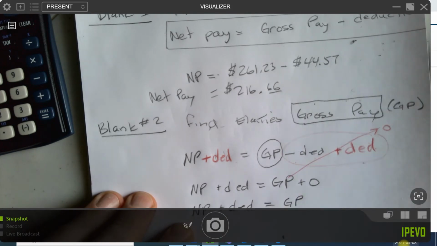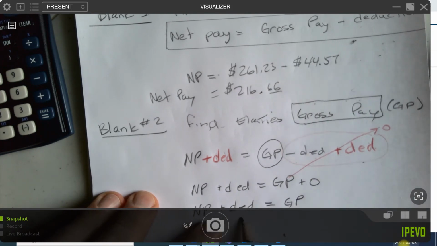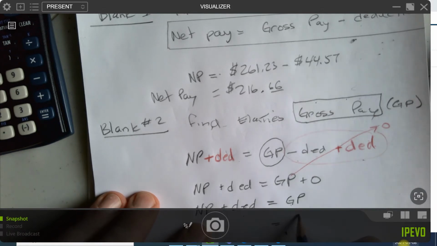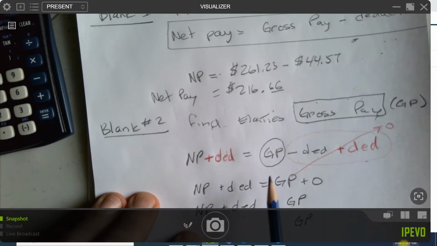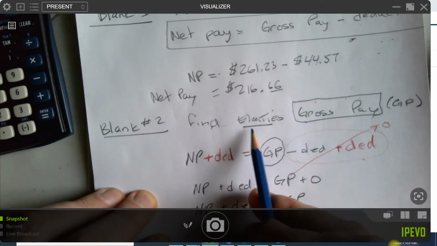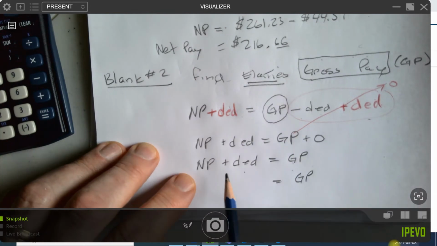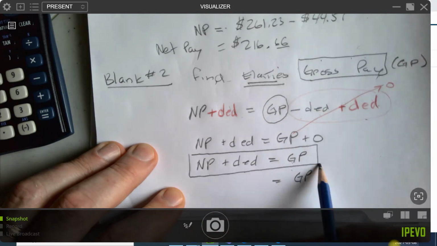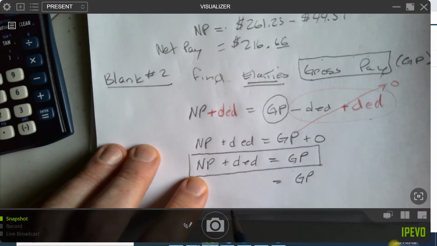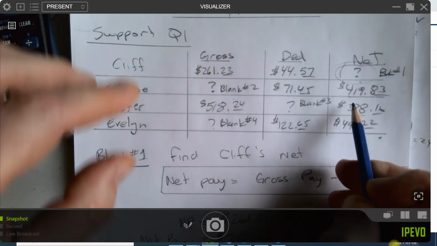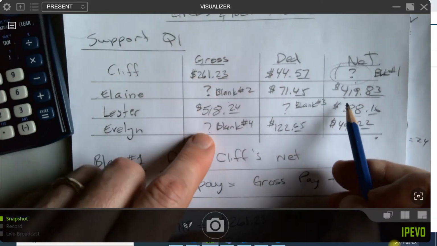So what's gross pay equal to? Net pay plus deductions. So net pay plus deductions is my gross pay. So let's plug that in. What's gross pay? My net pay in this case was for Elaine. Remember, this is for Elaine. So again, my new formula that I've just rearranged for gross pay is equal to net pay plus deductions. So what is my net pay for Elaine? It is $419.83, and my deductions is 71.